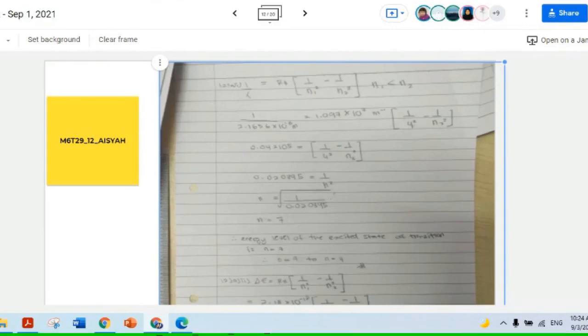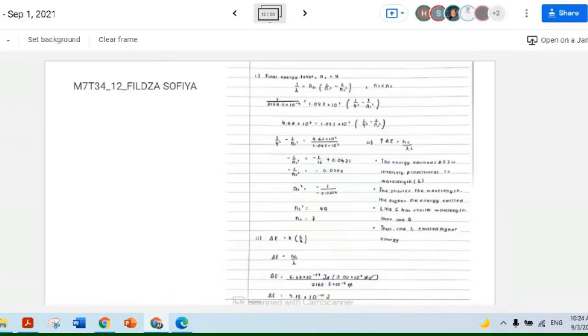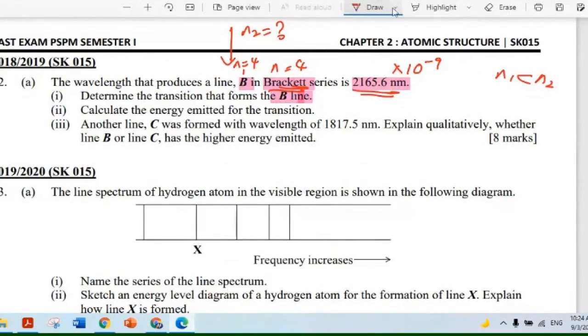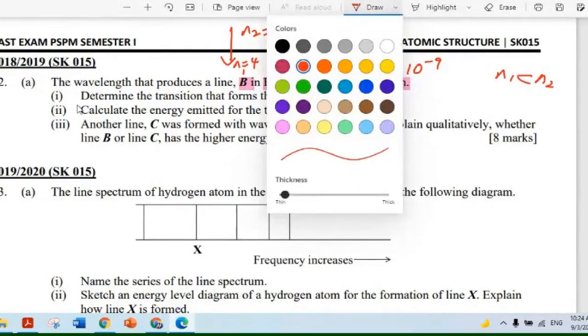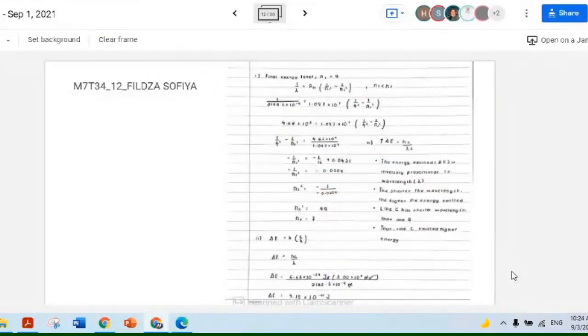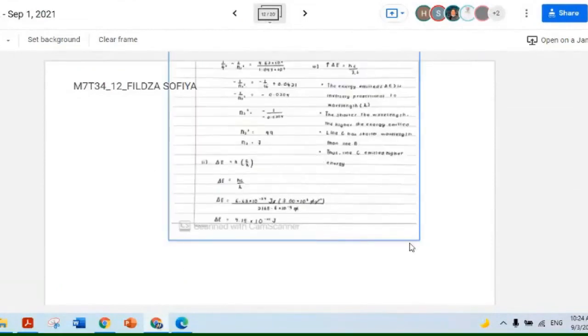Okay, jom kita tengok yang Fiuza punya. Okay, Fiuza pun betul tapi Fiuza tak buat conclusion. Okay, sambung oleh Fiuza. Fiuza part 2 kena buat apa? Part 2 dia minta cari change of energy. So kat sini kita pakai formula C over lambda. Dan lepas substitute H, C and lambda akan dapat 9.18 times 10 to the power of negative 20 joule.